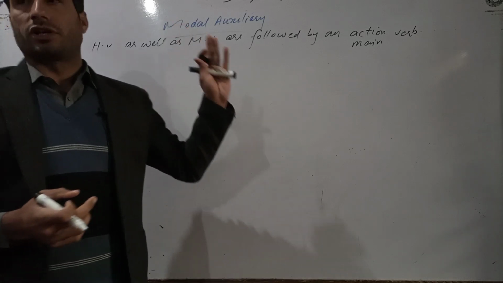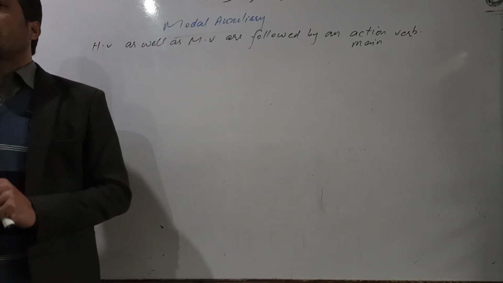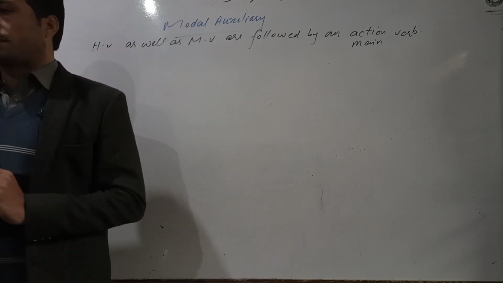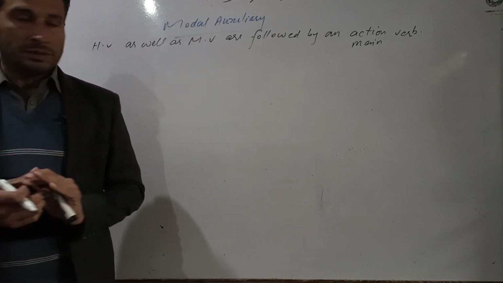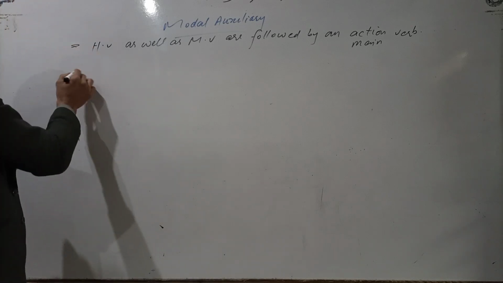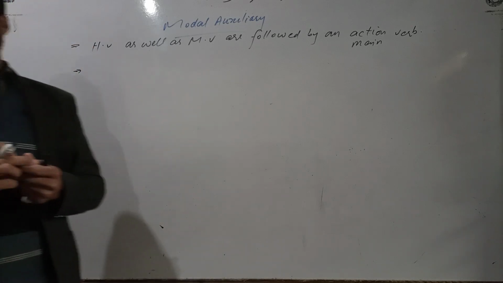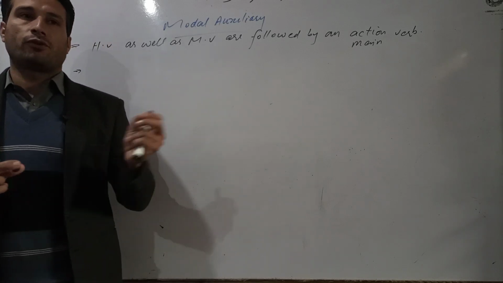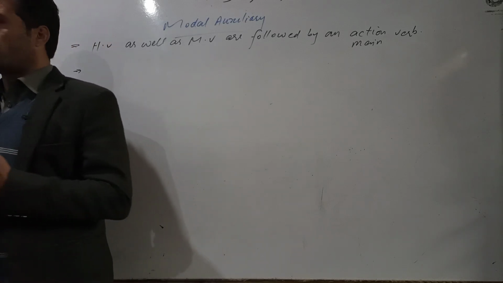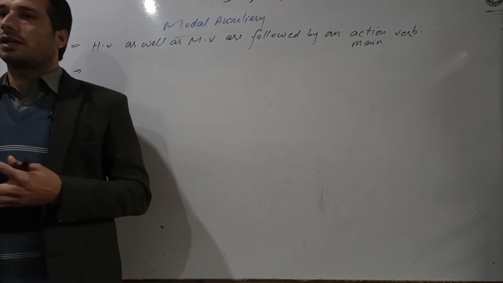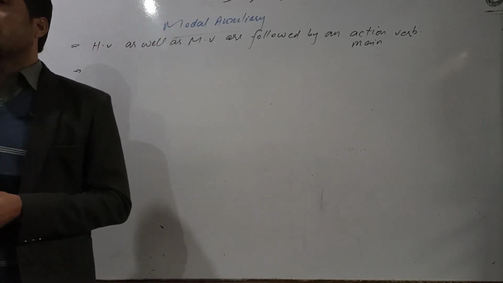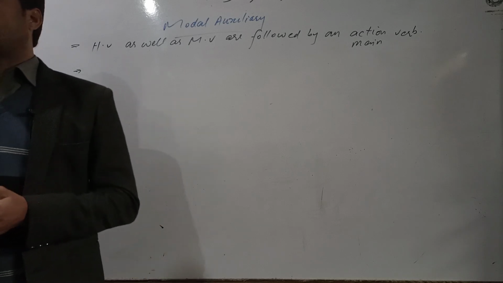Same is the case with modal auxiliaries. Next, the differences. If you remember, helping verbs are followed by different forms of verbs: sometimes the first form, sometimes the ing form, sometimes the third form. But when we talk about modal auxiliary, they use only the base form of the verb.